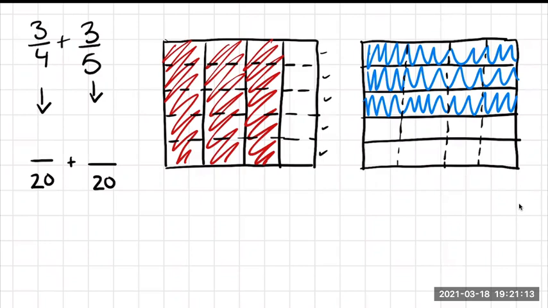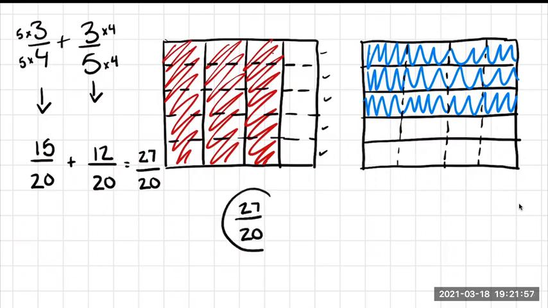Okay, so let's see. How many are shaded? I have 5, 10, 15 in my fourths, 15 20ths. 3/4 is equal to 15 20ths. And I know because 3 times 5 is 15 and 4 times 5 is 20. And 3/5 is broken into 12 20ths because 3 times 4 is 12 and 5 times 4 is 20. So we're going to add these two together and we end up with 27 20ths. So 27 20ths is an improper fraction, so we need to change it to a mixed number.